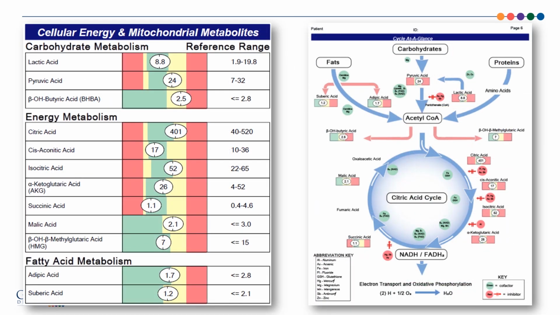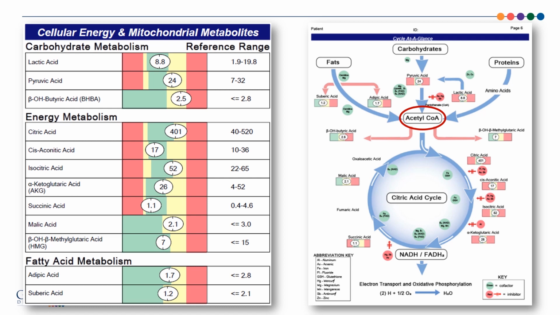Let's take a look at the cellular energy and mitochondrial metabolites next to the Krebs cycle at a glance pathway chart that we provide on the test. Again, we know that the idea of the Krebs cycle is to take macronutrients, fats as fatty acids oxidizing, carbohydrates through glycolysis making pyruvic acid and lactic acid, proteins as amino acids making acetyl-CoA, and that those macronutrients provide us with acetyl-CoA, and that the acetyl-CoA is going to fuel in the mitochondria the citric acid cycle.